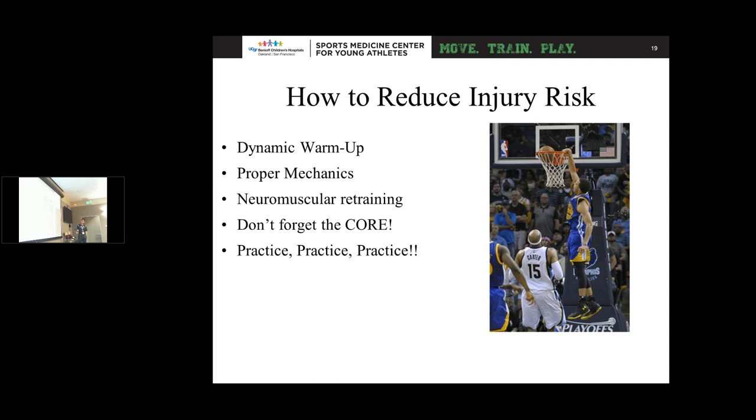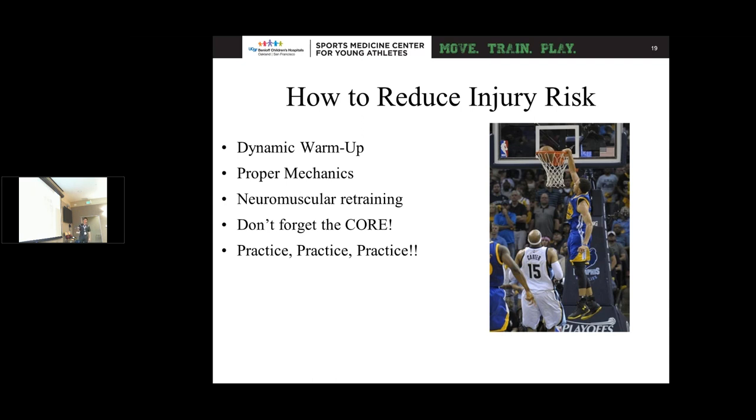So dynamic warm-up, like we talked about before, proper mechanics, how you jump, how you land, how you squat, all these positions are key. And not only do you have to practice them, but then you have to do that during a game, which requires your neuromuscular system. And you have to be able to do it automatically. If you're standing there playing defense and you're like, I need to move to the right and not let my knee buckle in, the offensive player has passed you and is scoring on you. So that's not good.